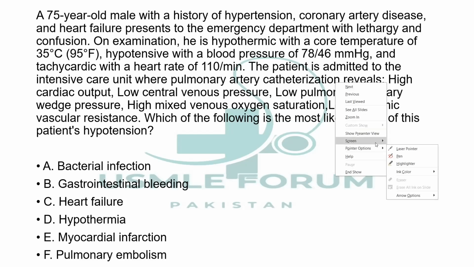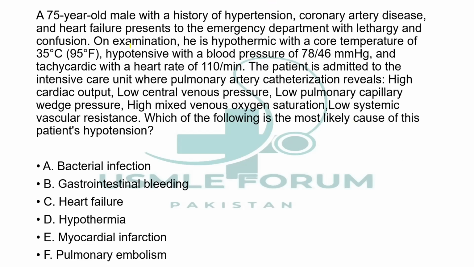A 75-year-old male with a history of hypertension, CAD, and heart failure presents with lethargy and confusion. On examination, he is hypothermic with a core temperature of 95 Fahrenheit. He has hypotension, he is tachycardic, and he undergoes pulmonary artery catheterization with high cardiac output. So this is where the information starts.